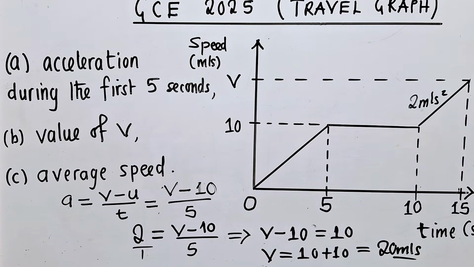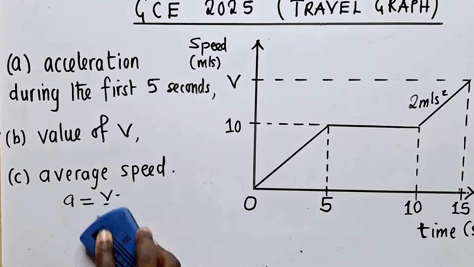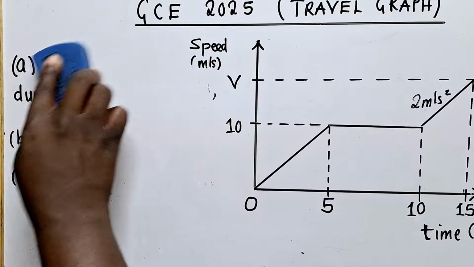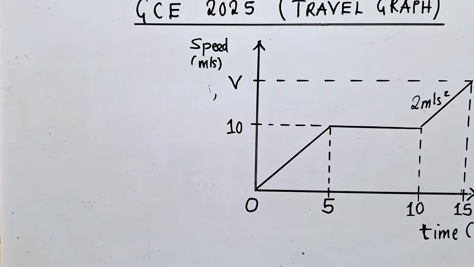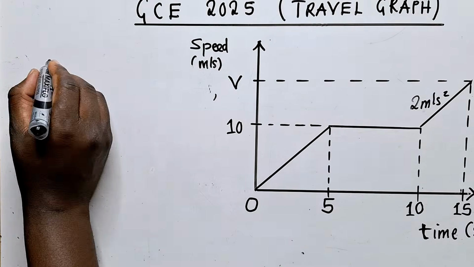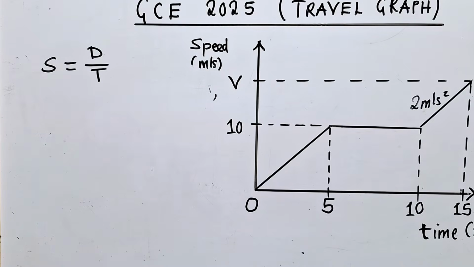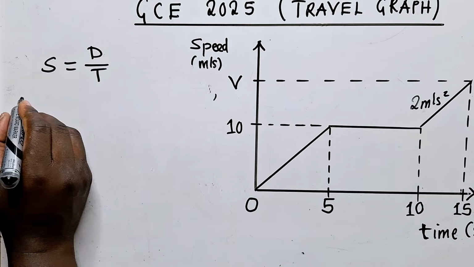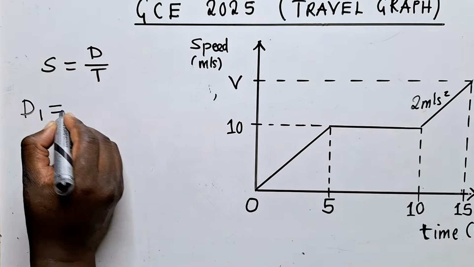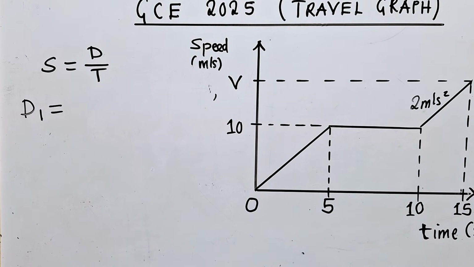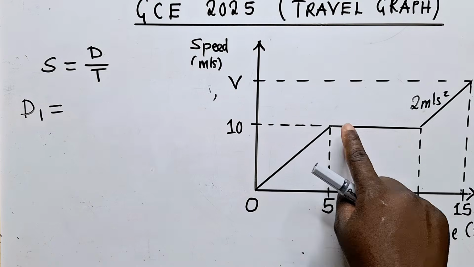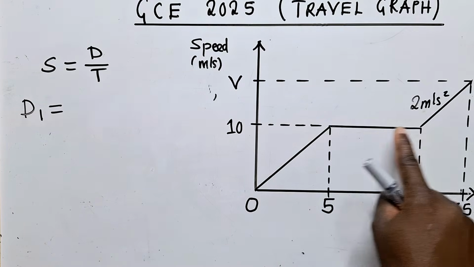We can now find the average speed, which is the last question. For average speed to be found, we need to use the formula for speed. The formula for speed is speed equals distance over time. So now we can find the distance. We shall say distance 1 will be found by simply finding the area of this trapezium right here.